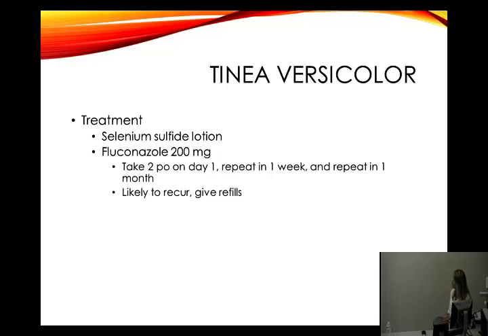So selenium sulfide lotion is available, but this is kind of hard for the patients to use. It's inconvenient. It can be treated really well and pretty cheaply with oral fluconazole, 200 milligrams, so our Diflucan is the brand name. So they take 2 pills on the day they come into your office. 1 week later, they repeat that, and then they repeat it again in 1 month. That usually gets rid of the infection for them. But once somebody has tinea versicolor, it is likely to recur. Maybe next summer, maybe 2 summers down the road, they'll get it again.